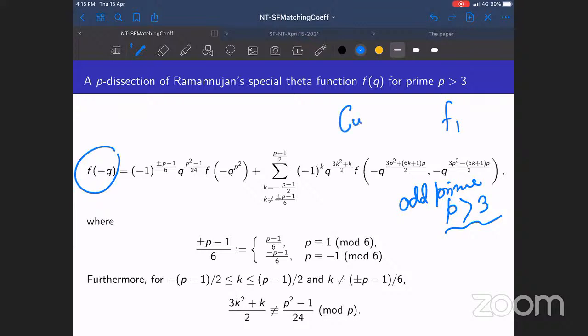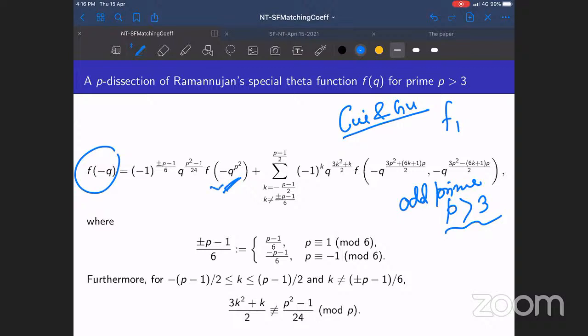Yeah, Kui and Gu in Advances in Applied Mathematics in, I think, 2009. Okay, something like that. And it follows from one of Ramanujan's identities in his notebooks. Okay. So this is a p-dissection of f1. Now you see the powers here.